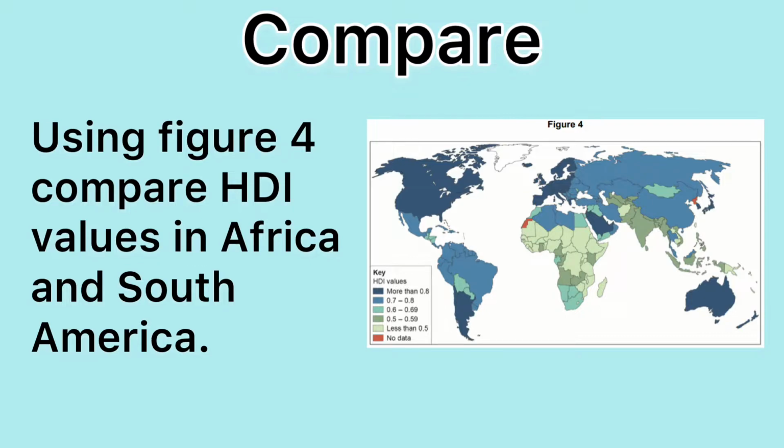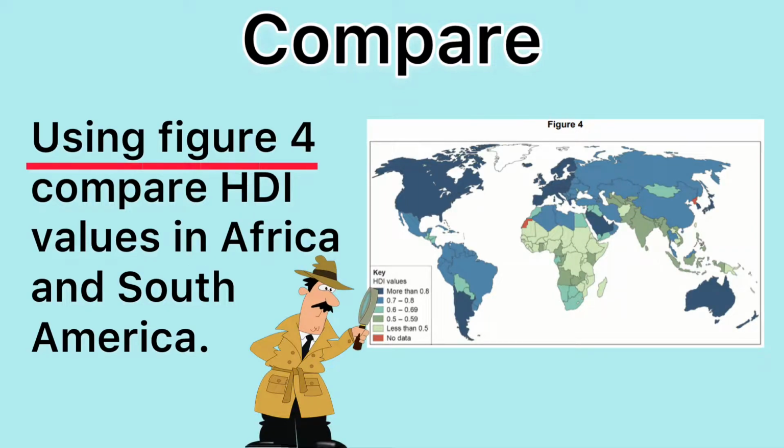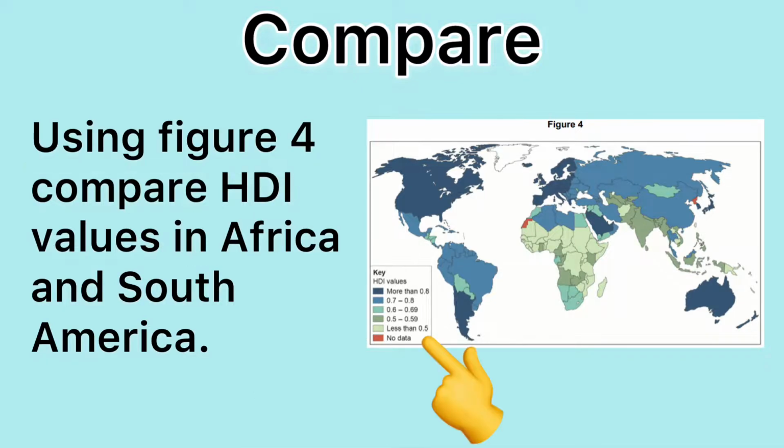First of all, follow the first specific instruction, which is using Figure 4. Make sure you look carefully at any figure, diagram, photograph, or piece of text that a question directs you towards. Look at any key that's on the figure, because this will help you understand the map and may be critical to the answering of the question.